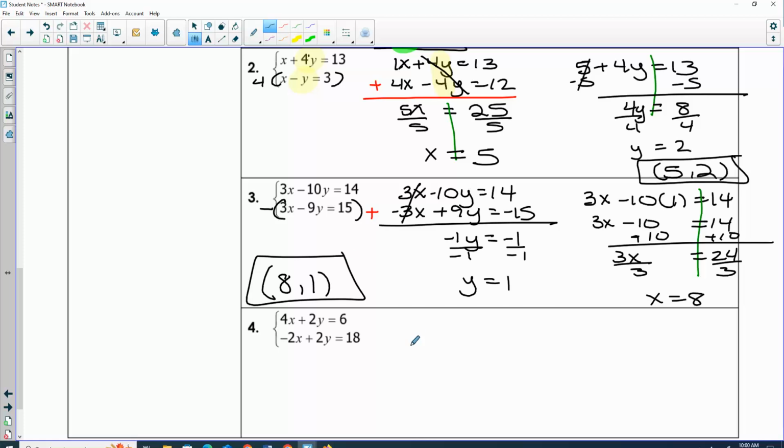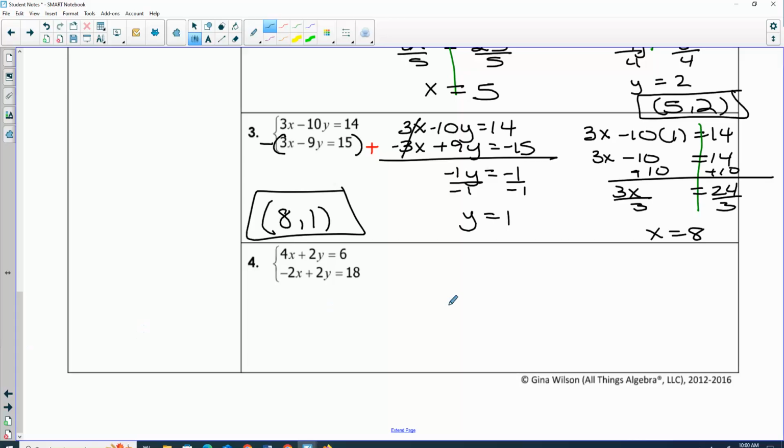And you can always check these by plugging them back into the original equation. Should work for both of them. Today, all of our problems should be ones that we can easily multiply by a negative or something to get things to cancel. They cancel if it's the same number but opposite signs. One positive and one negative.